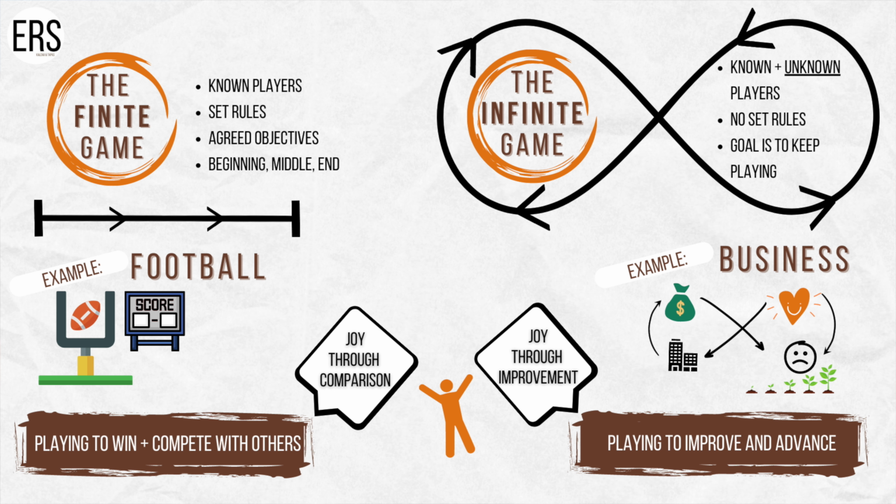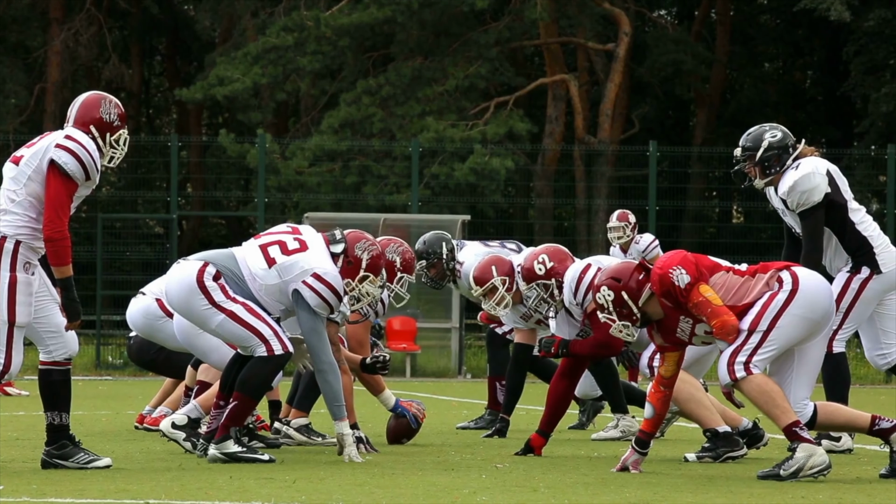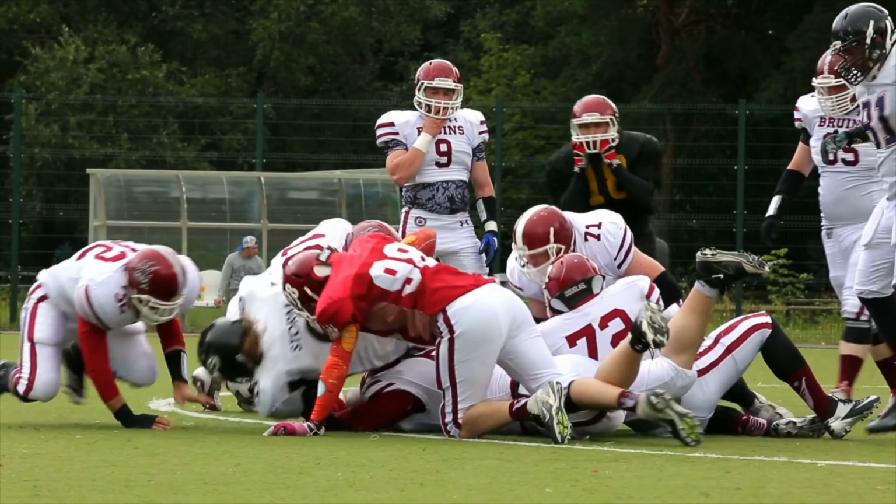In finite games, we know who the players are at all times. The rules are fixed, there's an agreed upon objective, and there's a clear beginning, middle, and end. An example would be a game of football. We have known players, they wear identifiable jerseys, there's rules and there's referees that enforce these rules, and everyone agrees on a point system to identify who the winner is. At the end of a game, or at the end of a set period of time, the game's over, everyone goes home.